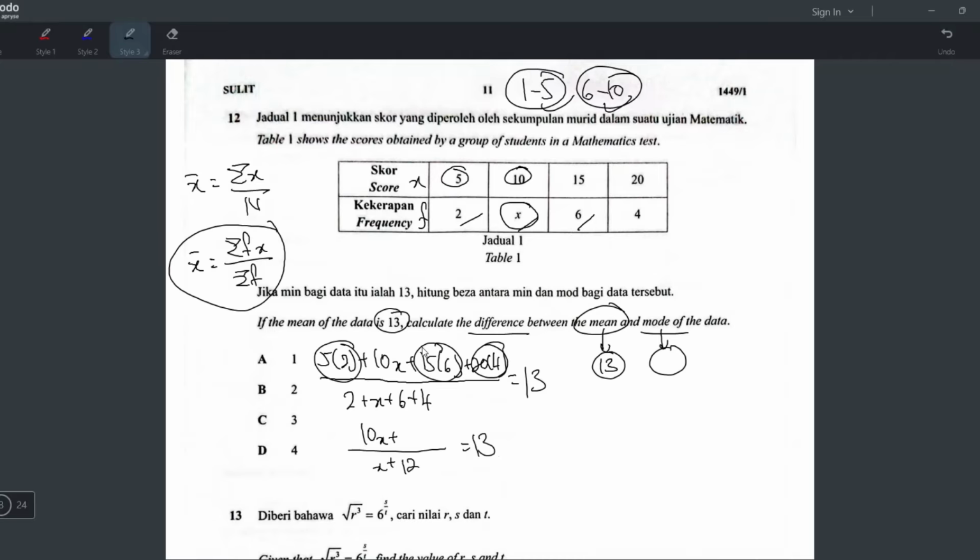And then plus 20 times 4. Okay, my calculator gives me 180. Okay, how do you find X now? First, remove the fraction. This one goes up and becomes multiplication. So it becomes 10X plus 180 equals.